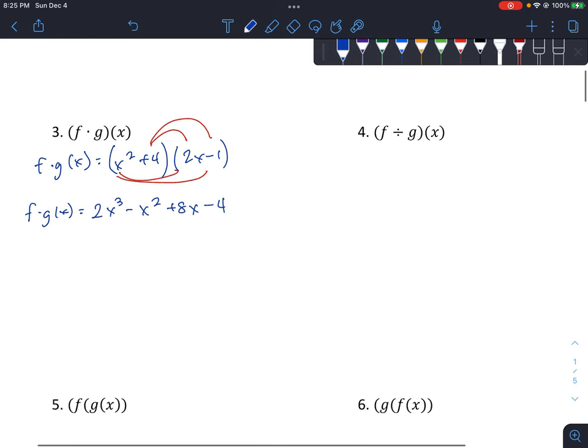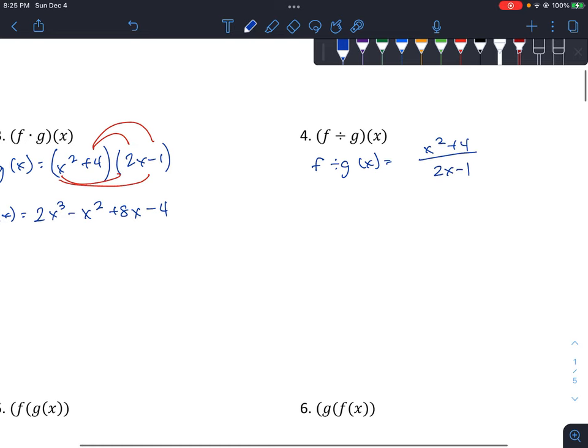F divided by g, so f divided by g of x is going to be equal to x squared plus 4, which is my f of x, divided by 2x minus 1. And there's really nothing you can do here. That's pretty set right there. So you might just need to mention that for the domain, 2x minus 1 cannot equal 0.